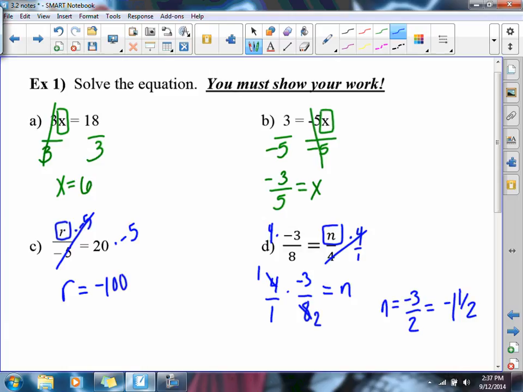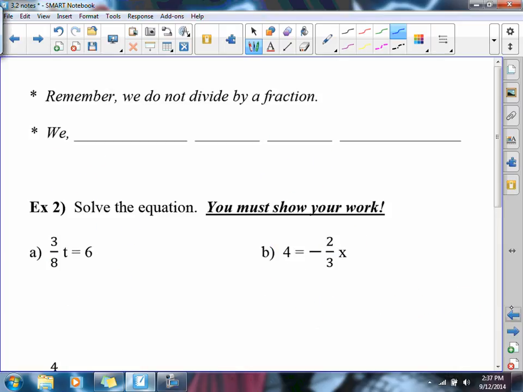So that problem had a little bit of review of fractions. Some of these problems have had review of positive and negative number properties as well. So now we're going to move on to a problem about division. But we have to remember that we never divide by a fraction. We always multiply by the reciprocal. So we're still going to do that here for these problems. We're still going to multiply by the reciprocal.